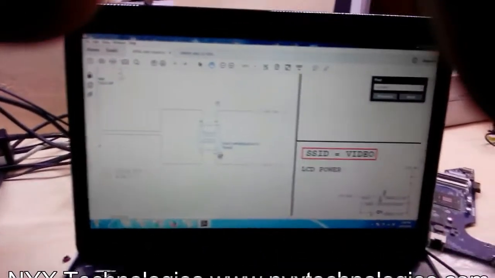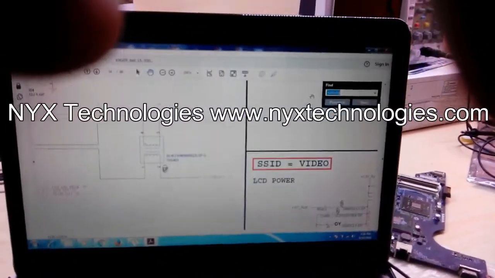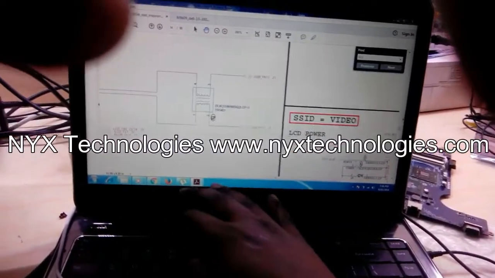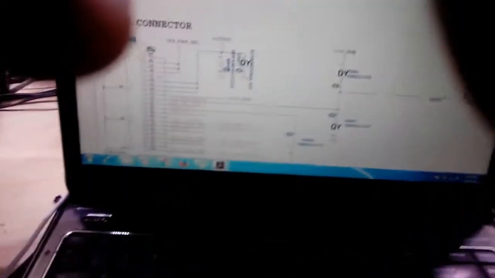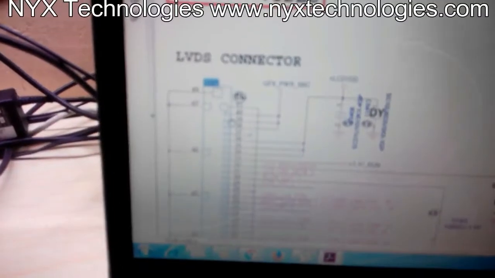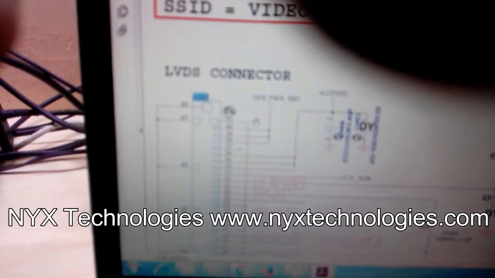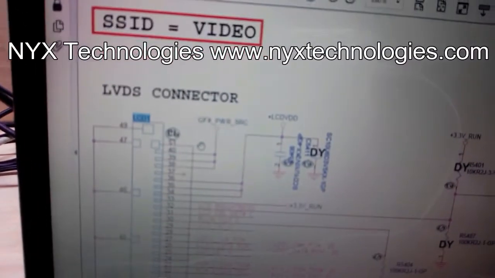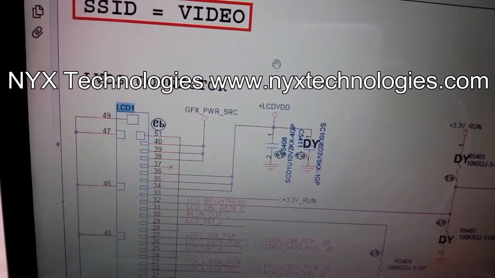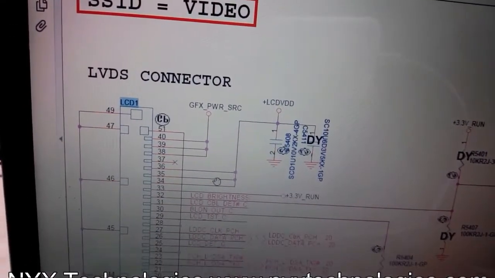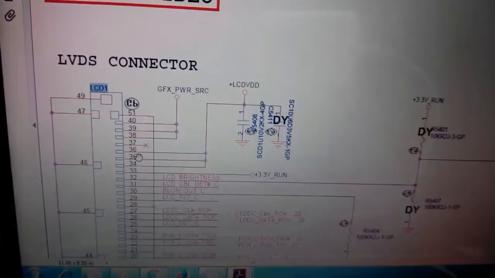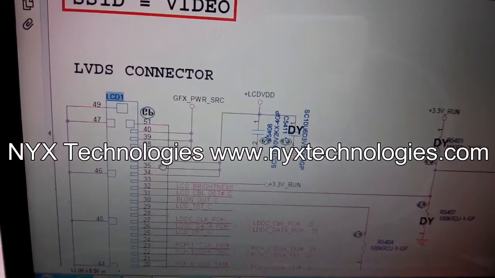So this is the laptop circuit diagram. This is the LCD1 connector. In this you can see LCD VDD plus, LCD VDD, and this signal is connected to 3 pins, that is 34, 35 and 36. Now we will check whether the voltage is coming or not on these pins.